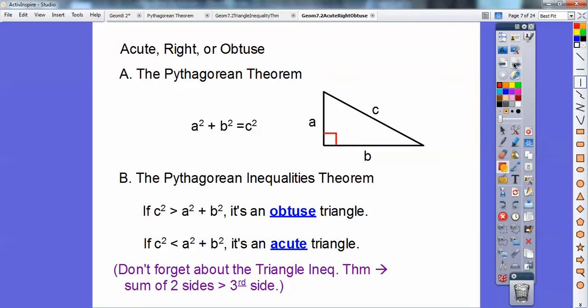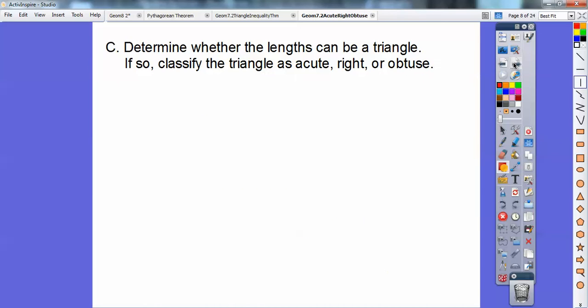And don't forget about the triangle inequality theorem, you guys. That one sneaks up on you every now and then. The sum of two sides has to be greater than the third side, otherwise it's not a triangle at all. Okay, so determine whether the lengths can be a triangle. If so, classify the triangle as acute, right, or obtuse.